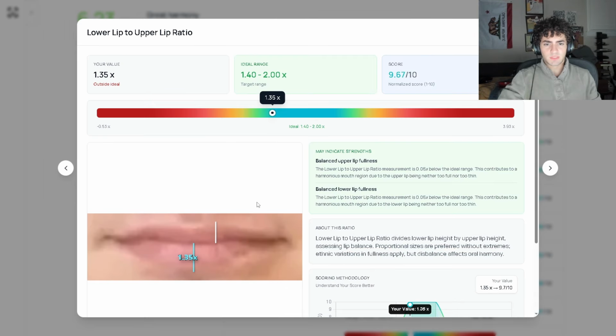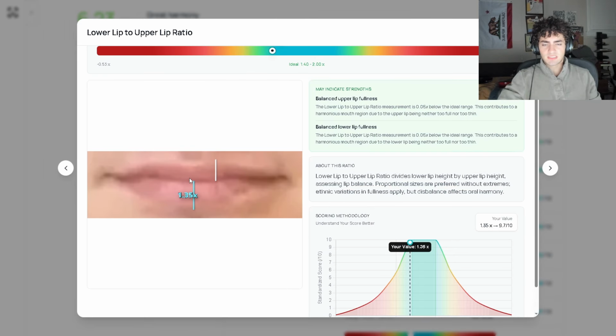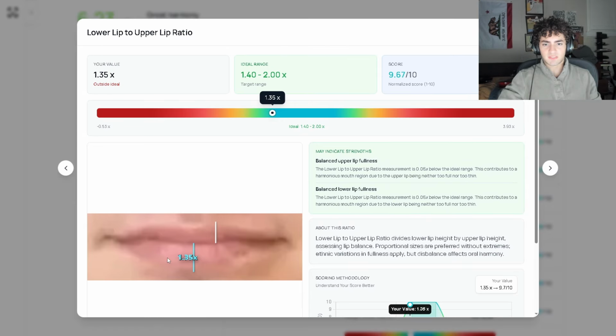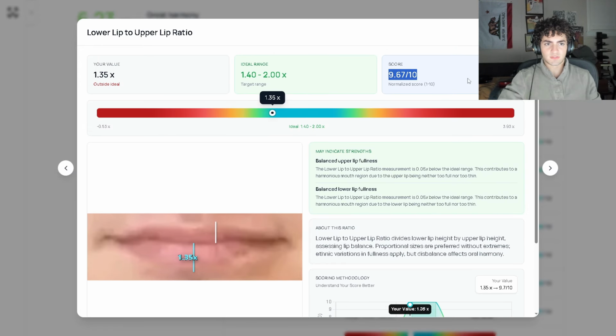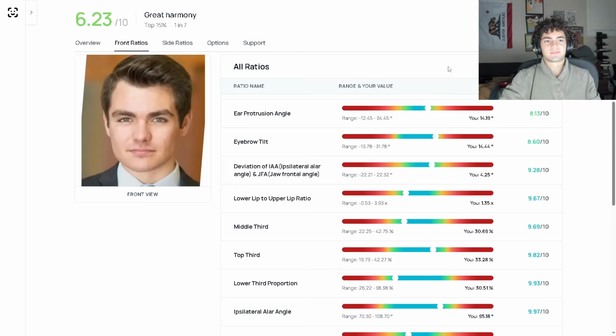Next, for his lower lip to upper lip ratio, his lower lip could be a little bit bigger to make his lower lip at least 1.4 times taller than his upper lip. But it's not too bad. It's not really considered a flaw. As you can see, he scored 9.67 out of 10.